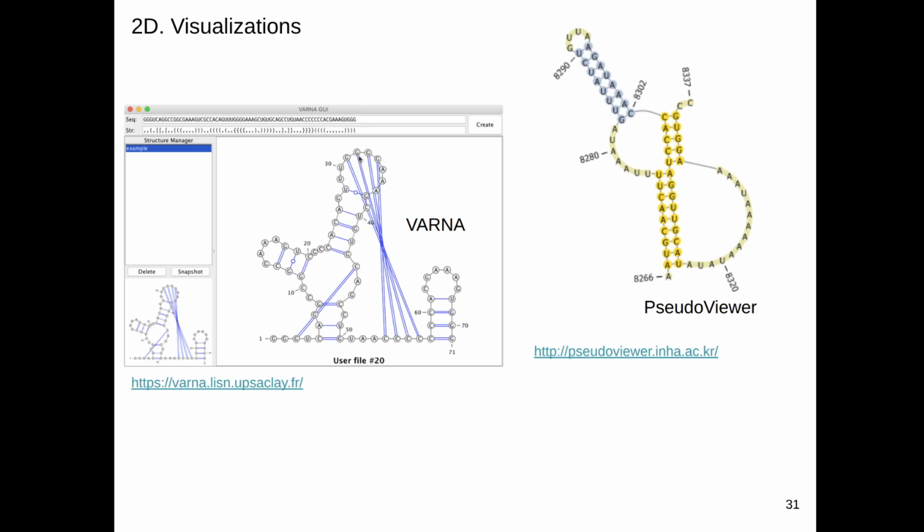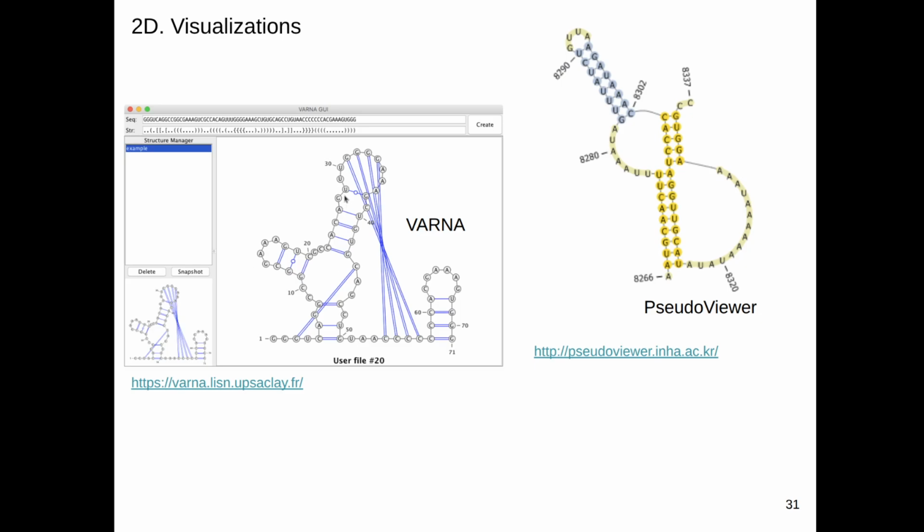But unfortunately, in case of pseudoknots, it draws some stems like this, because it was designed mostly for nested structures. We have some pseudoknot-specific tools like PseudoViewer that finds layouts to show all the stems as ladders of consecutive base pairs and not like this. This is a less often used tool, I believe. So VARNA is the standard.